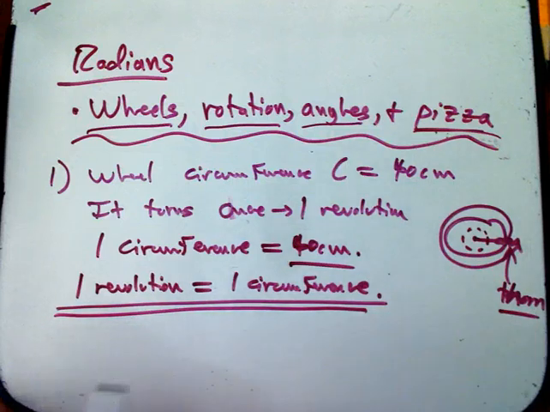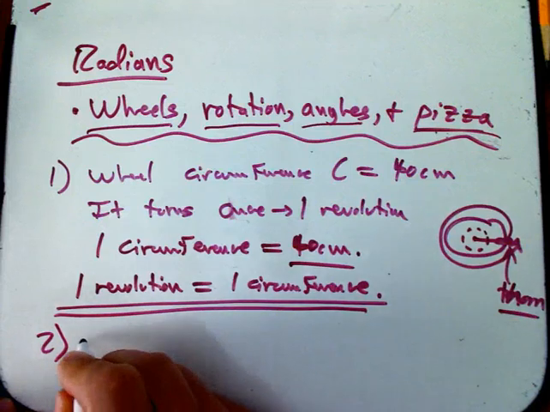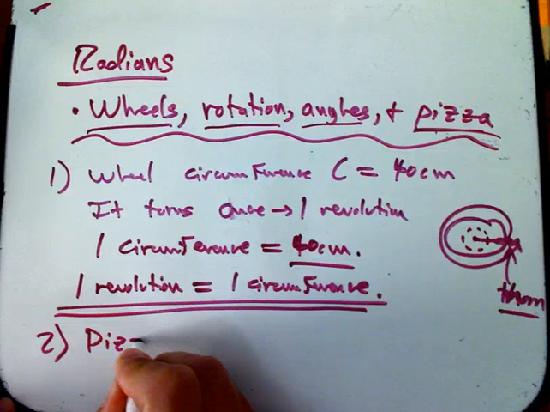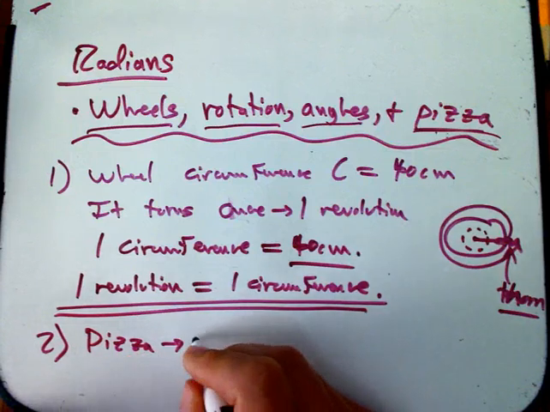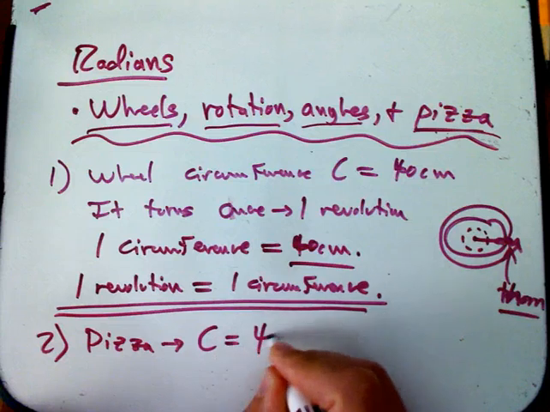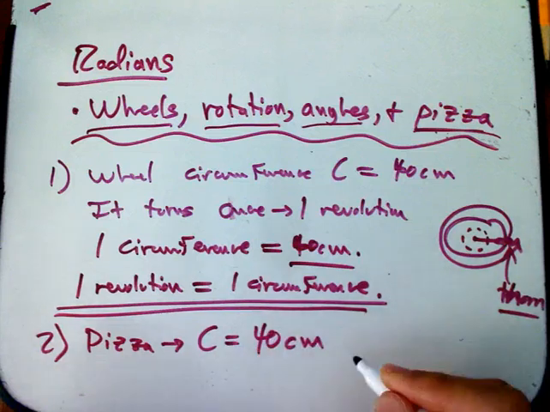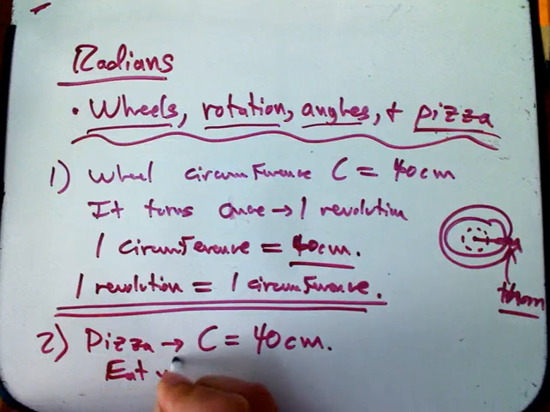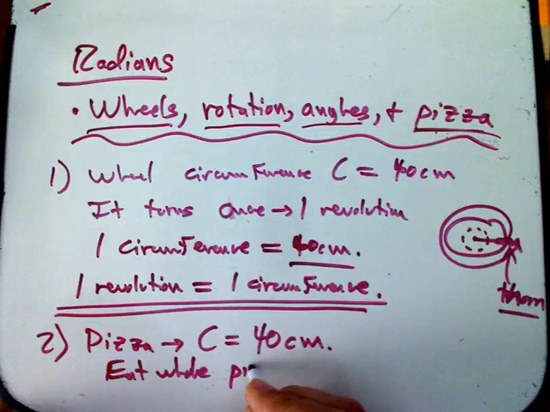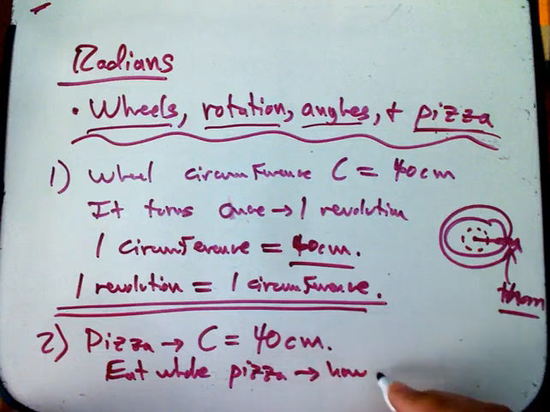Okay, second question, not about a rotating wheel, but it's about a pizza. And I happen to know the circumference of the pizza. And it happens to be 40 centimeters. Again, not a very big pizza. Okay. I eat the whole pizza. And the question is, how much crust did I eat?